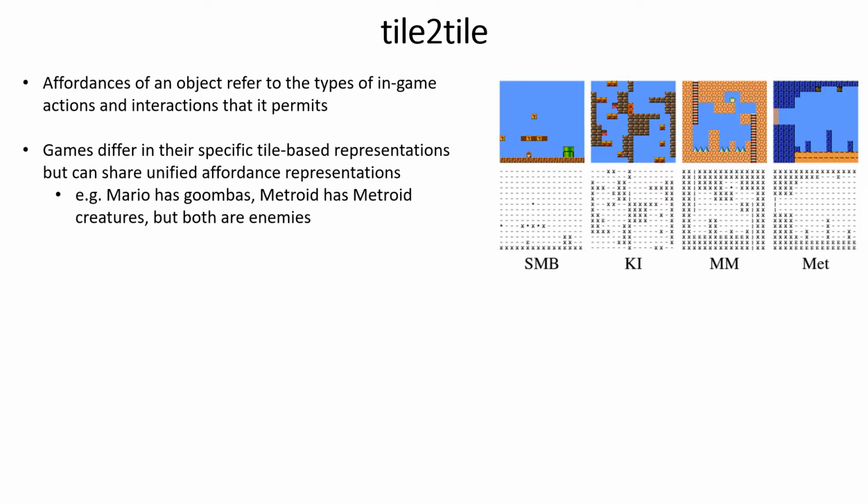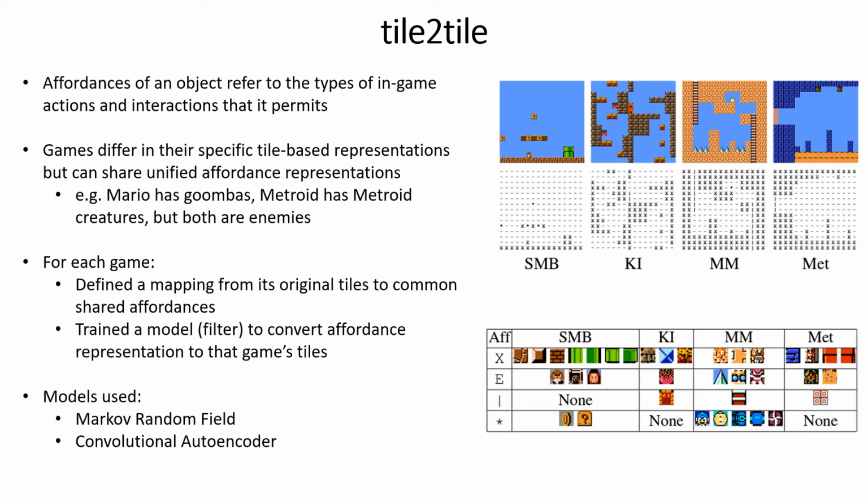And so central to this approach is the concept of tile affordances, and the affordances of an object or tile refer to the valid in-game interactions and actions that it permits. The key idea behind this approach is that while games differ in their specific external tile-based representations, they often share underlying affordances. So as an example, Mario has Goombas, whereas Metroid has its Metroid creatures, but they can both be considered as enemy characters. In this work, we used 4 games, Super Mario Bros., Kid Icarus, Mega Man, and Metroid, with the levels all taken from the VGLC.